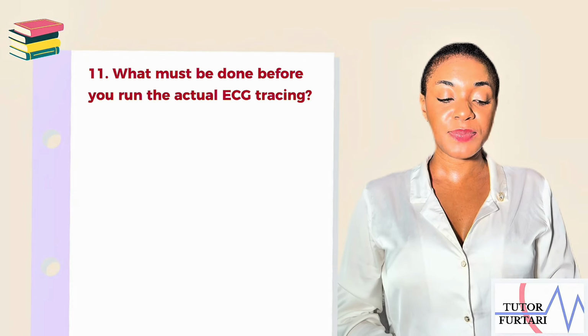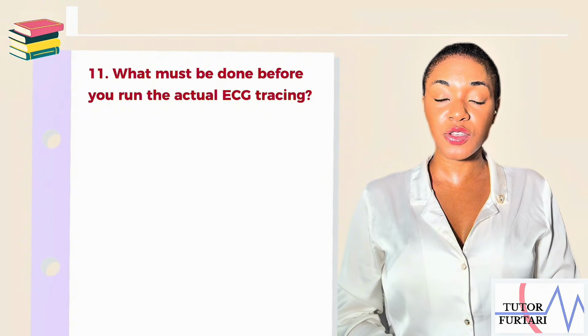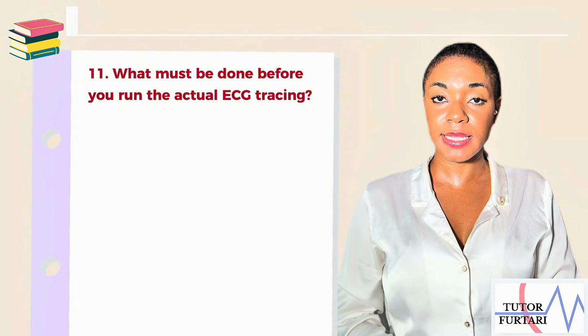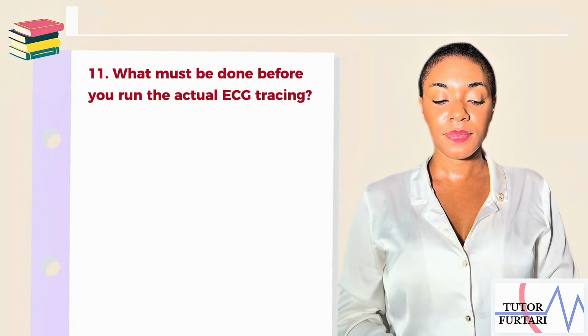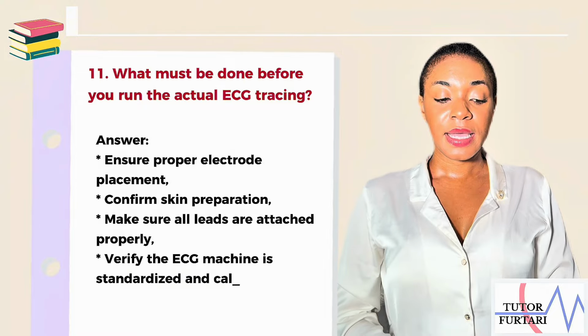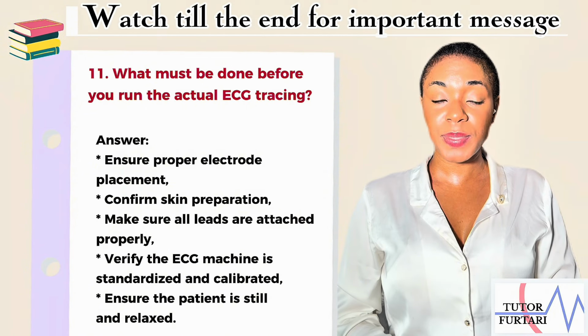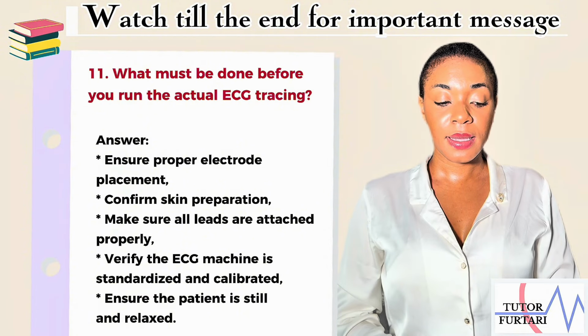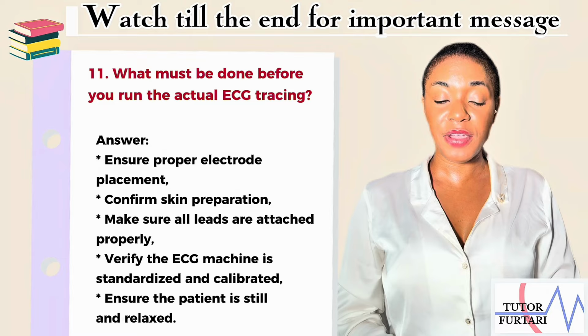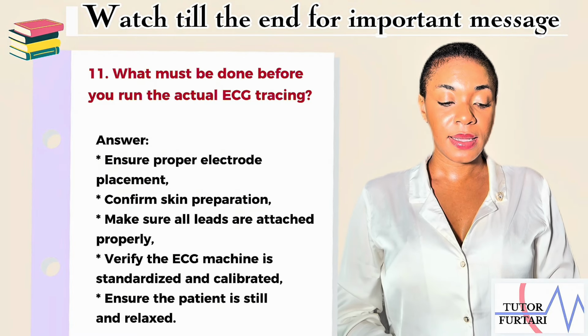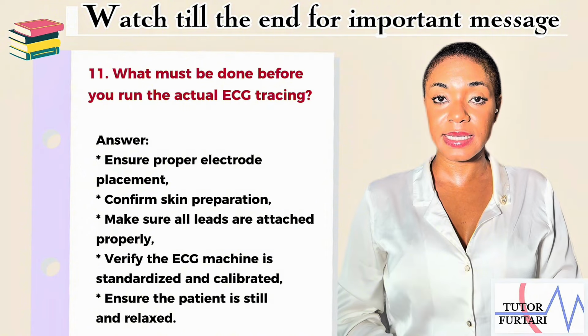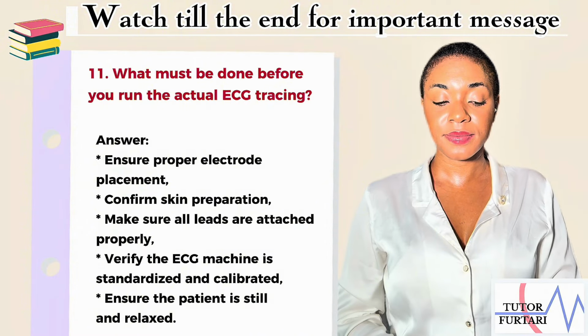11. What must be done before you run the actual ECG tracing? Answer: ensure proper electrode placement, confirm skin preparation, make sure all leads are attached properly, verify the ECG machine is standardized and calibrated, and ensure the patient is still and relaxed.